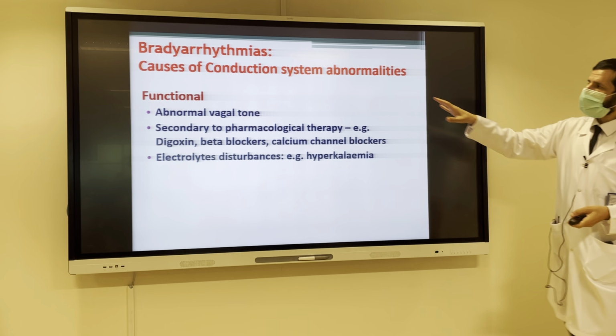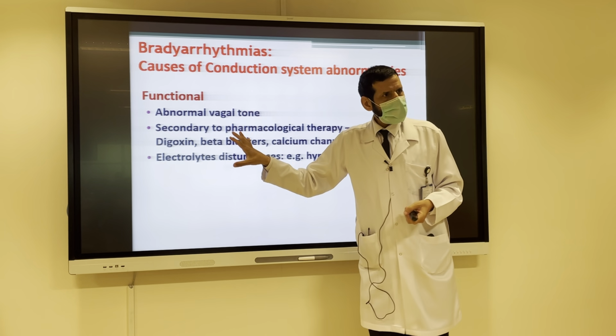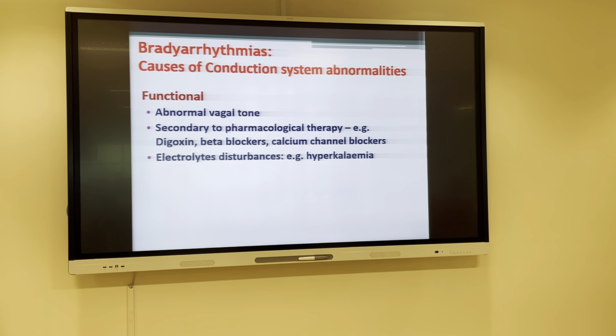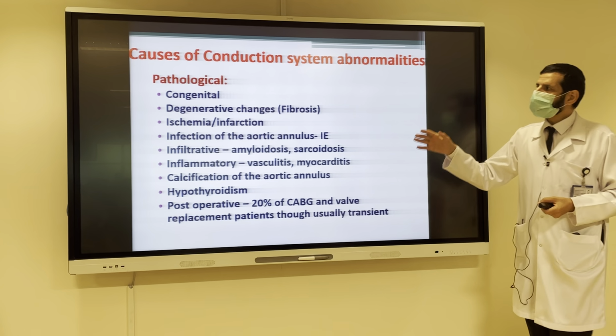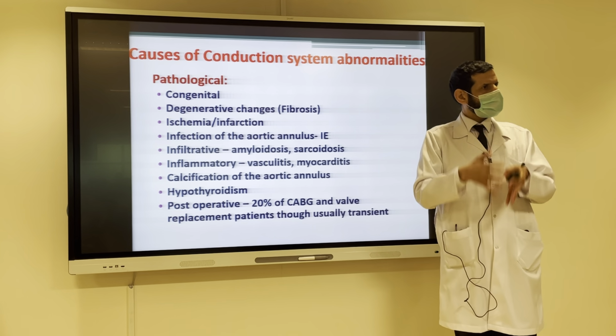So you can think about functional. What it means is that the conduction system is normal, but there are extrinsic factors. Sometimes we call it extrinsic factors: high vagal tone, medications, electrolyte disturbances. Or it could be pathological diseases. Any pathologic disease in your mind from pathology, remember it can affect the sinus node or the AV node.